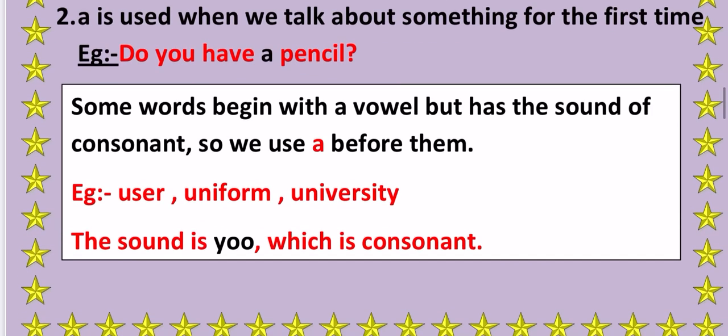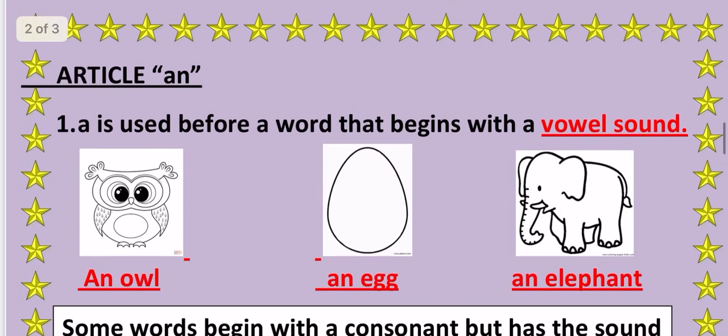But students, there is some exception. Words like user, uniform, university, union, although they start with the vowel U, the sound is Y-O-O-U, which is a consonant sound. So we will not use an before them, we will use a before them. A user, a uniform, a university. Why? Because the sound is of a consonant, Y-O-O-U.